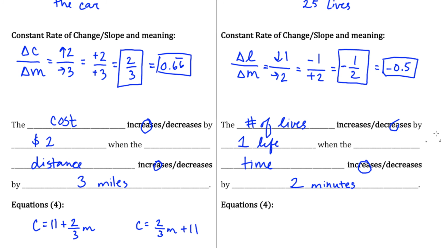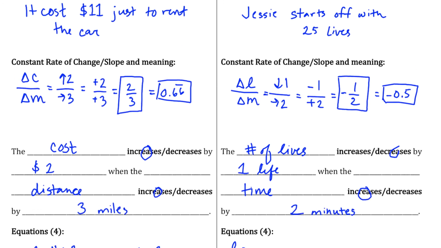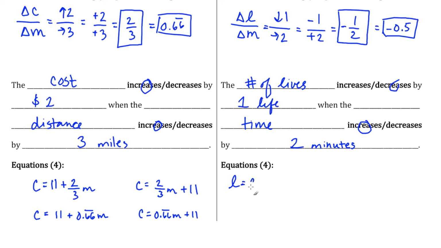Okay, let's write some equations. So we're talking about the number of lives. He starts off with 25 lives. So the number of lives is 25, and he loses about half a life every minute. Or we can say his number of lives is 25, and it decreases by 50 hundredths of a life every minute, which is 1/2 of a life every minute.